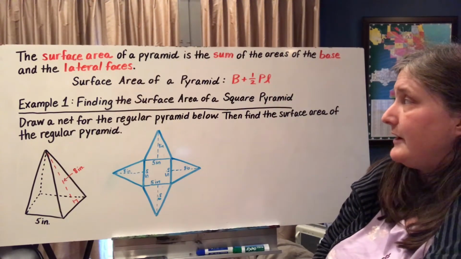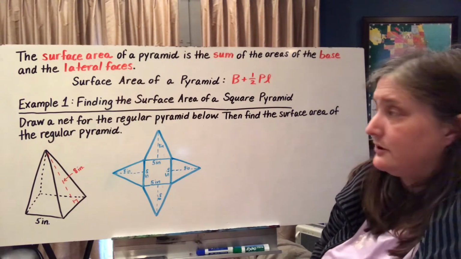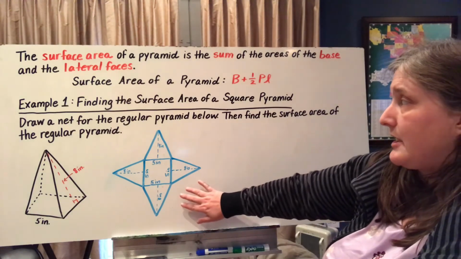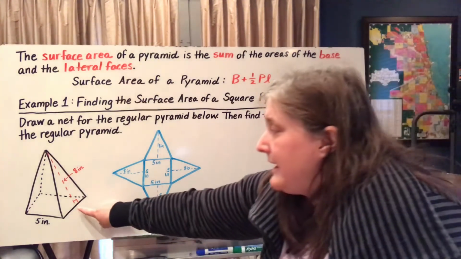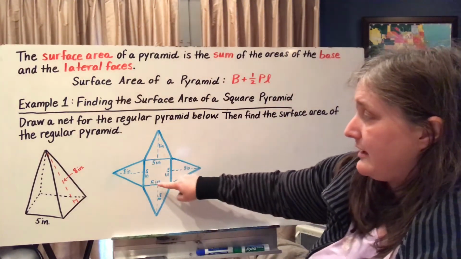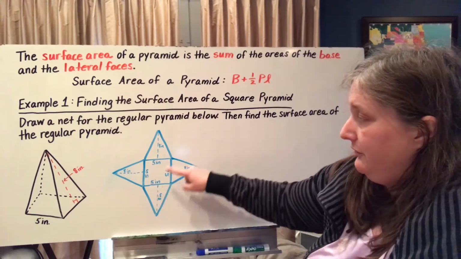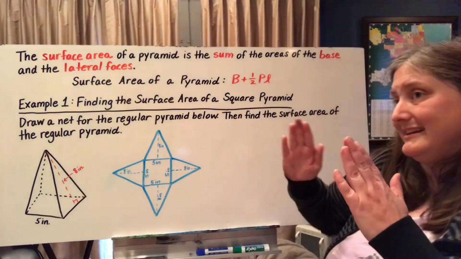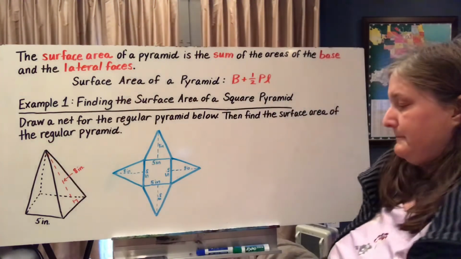So we're going to work on finding the surface area here of a square pyramid. A square is a regular polygon. So we're drawing a net for a regular pyramid and then finding the surface area. So my base is a square, a 5 by 5 inch square. So that guy goes in the middle, and he is surrounded by 4 triangles that make up the 4 sides that slant in together to meet at the apex of this pyramid.